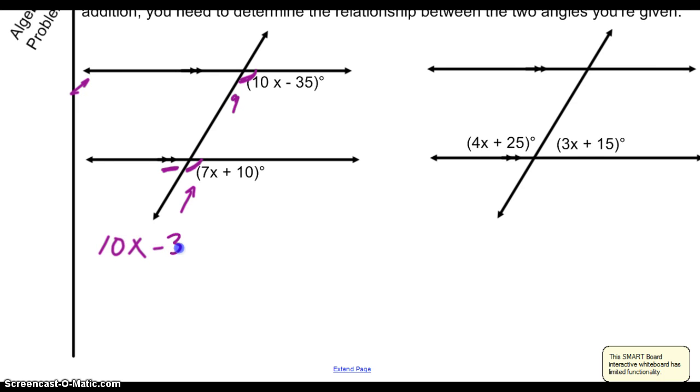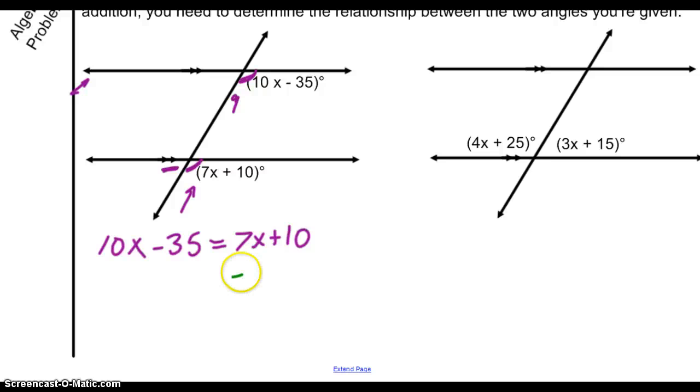10x minus 35 equals 7x plus 10. You can pause the video here and try and work out the algebra for yourself. Alright, let's see the answer. Okay, what can we do here?